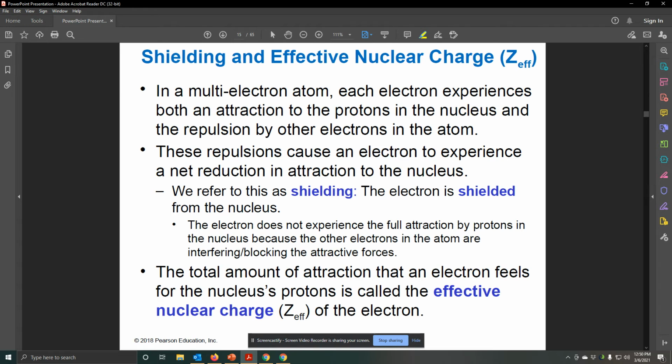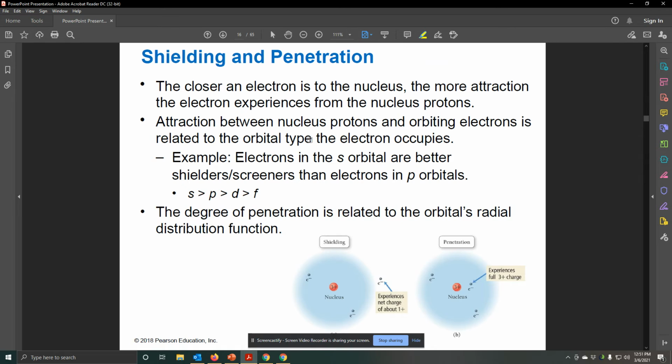If we were to quantify this in a number, which we're just going to look at as a trend, that number would be our effective nuclear charge. So how much shielding is going on. Okay. So here you go.